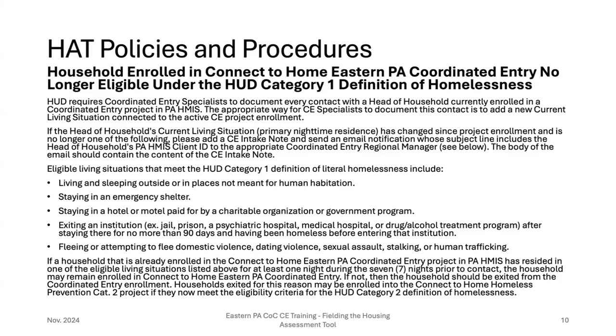You would add the CE intake note explaining why. And yes, they might actually now be eligible for Cat 2. They might have found an apartment or they are living with someone, but they've got to pay some rent. They may qualify for Category 2, which is imminent risk of homelessness per the HUD definition in our policy manual written standards. You may exit them from Category 1 that day and enroll them in our Category 2 program that same day.